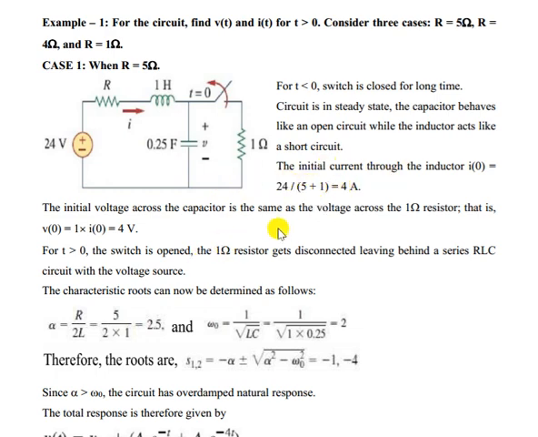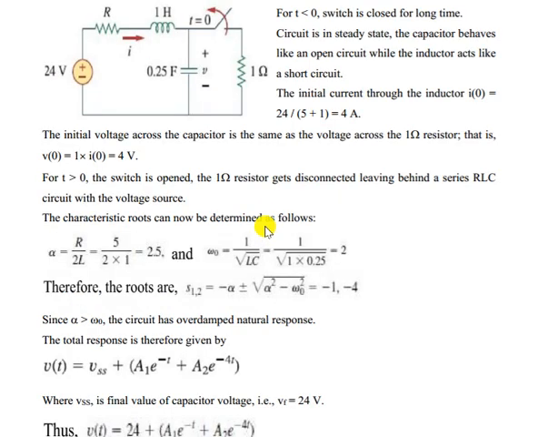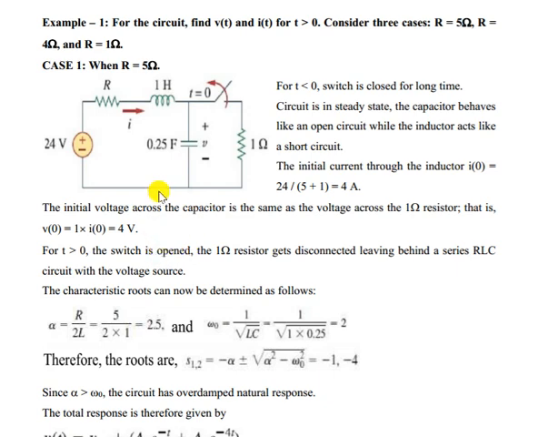First point, we have to find out the initial values. Okay, that is t less than 0, that will be equal to at t equal to 0 plus. Okay. Now we know the value of R, L, C. So what we have to do is we have to find out the roots of the characteristic equation.